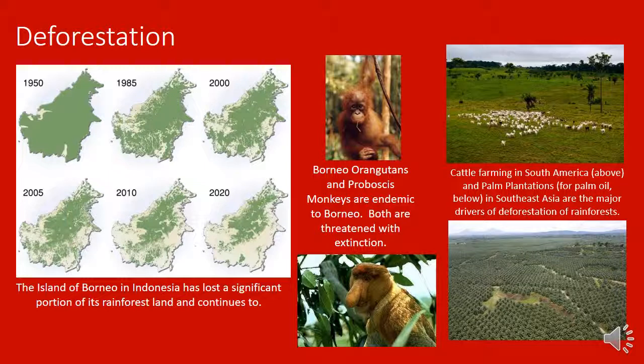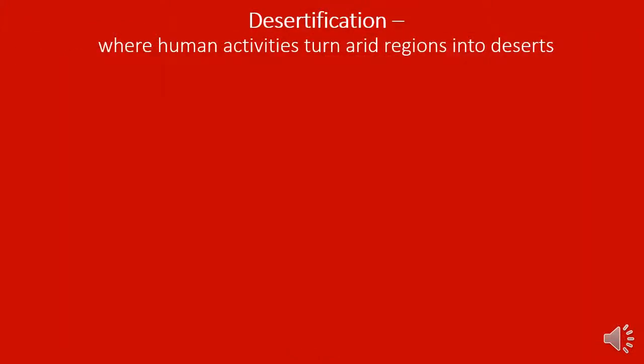In South America, cattle farming is a big thing. They cut down the forest to grow cattle. And here are the palm oil plantations. They cut down all the forest, the rainforest. It's really super diverse, and they plant these plantations of palm oil, and that's really bad for the environment.